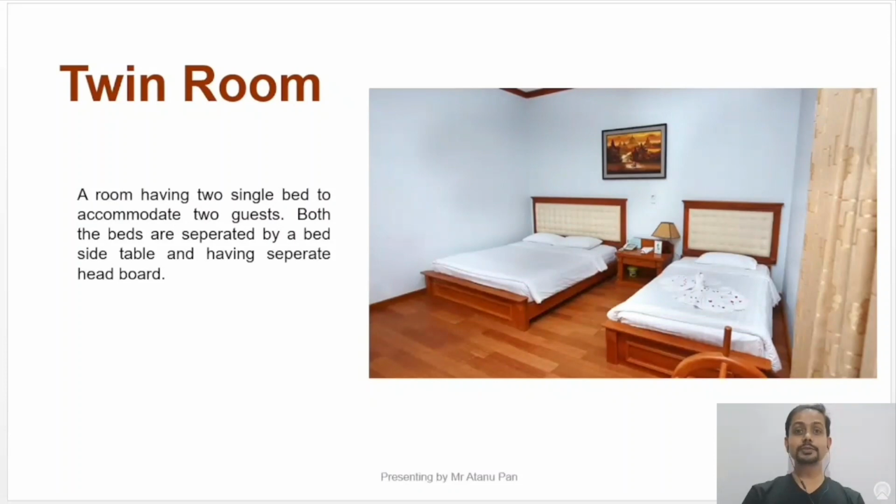The next one is the twin room. Here it is. A twin room is a room which is having two single beds to accommodate two guests. And both the beds are separated by a bedside table, having separate headboards.